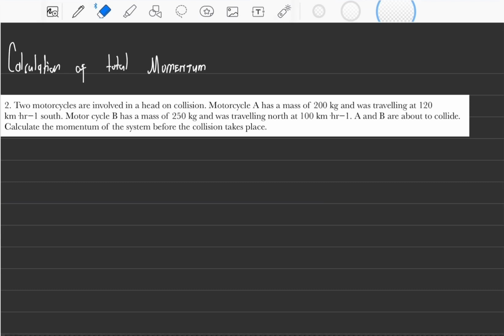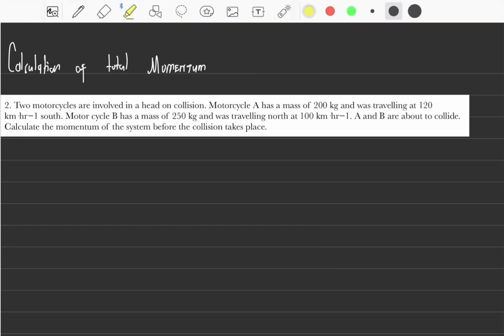This is the second part of calculations of total momentum. When you are given such questions with a lot of sentences, basically what you have to do is to outline the information that you are given, try to write it yourself, and then you can attempt to calculate whatever is required. So without any waste of time, let's go ahead and read.